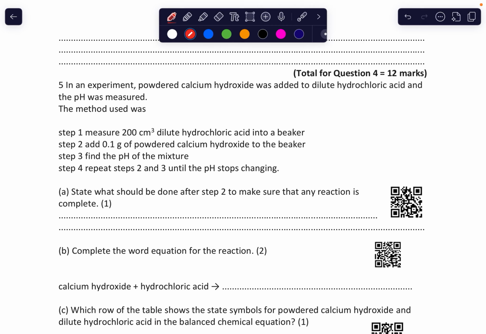So this question is similar to a core practical you will have done. We're trying to do a neutralization reaction, and it asks what should happen after step 2 to make sure it's reacted completely. What you would do here is swirl or stir the chemicals to help them to react.